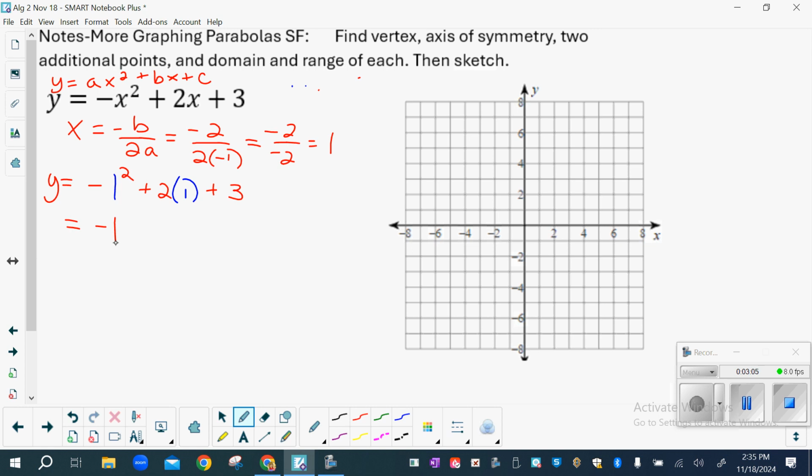So we substituted 1 in for x. So we're only squaring the 1. If there was a parentheses around that negative 1, and we were squaring the negative 1, then it would be positive 1. But the x is not negative 1, it's 1. So we only square the 1. And so then we get plus 2 plus 3, which equals 4. So our vertex has an x value of 1 and a y value of 4.